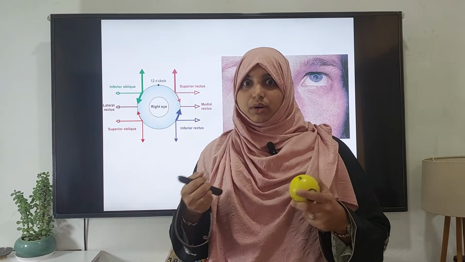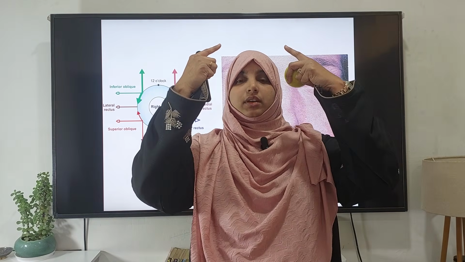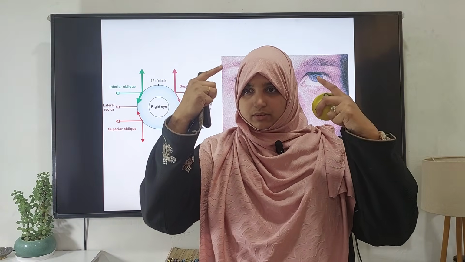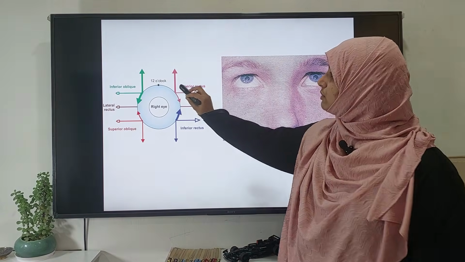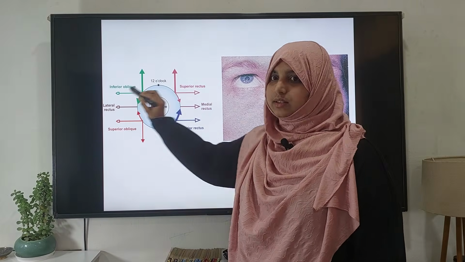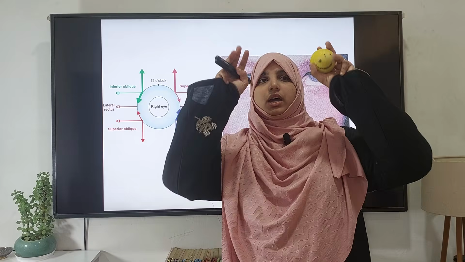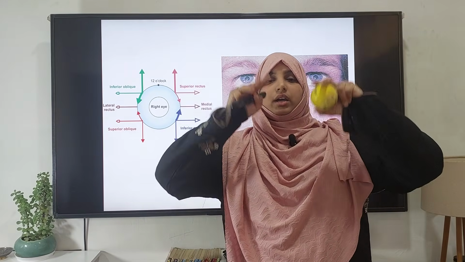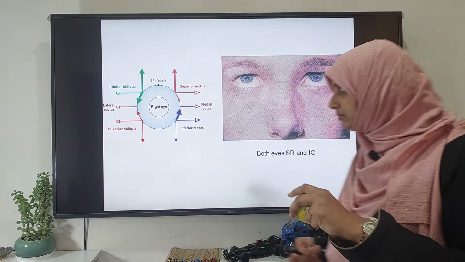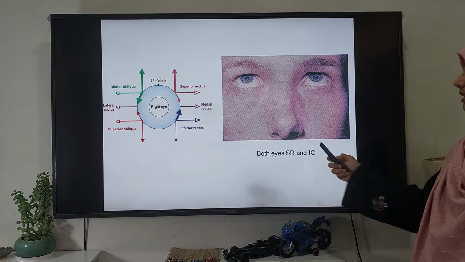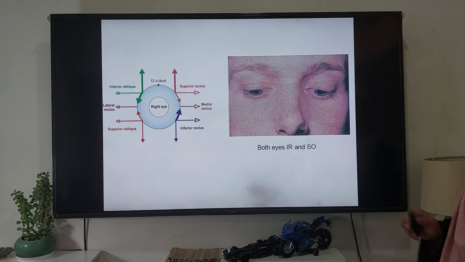Elevation. So if you want to roll your eyes upwards, which movement is going to happen? Elevation. So for the right eye, which muscles are going to act? Superior rectus and inferior oblique. For the left eye also, both the muscles have to act to take both the eyes together upwards. So here we have both eyes, superior rectus and inferior oblique acting.